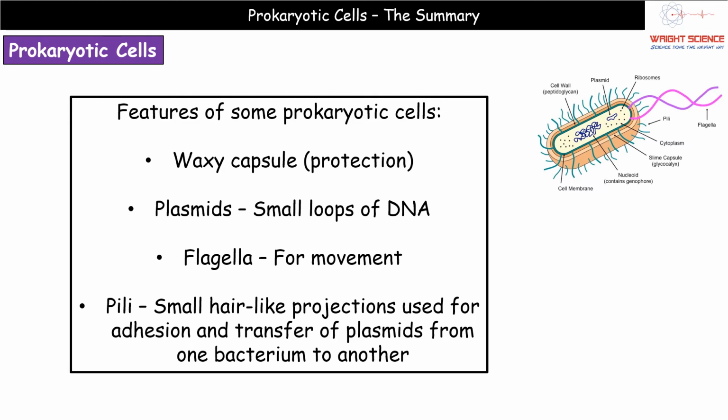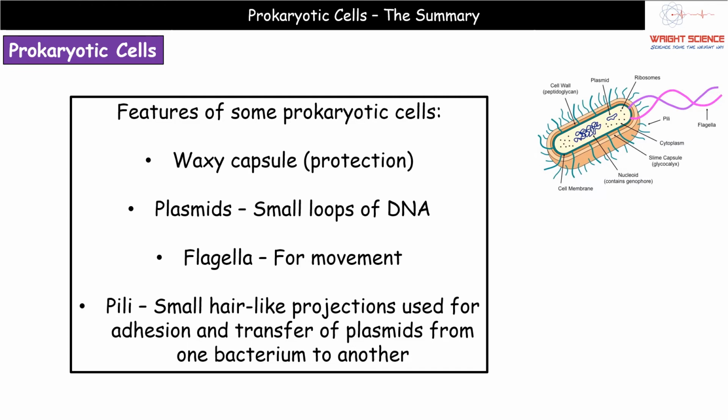And they've got these things called pili, which are these small hair-like projections around the surface. They're the little green things on the diagram there. And these are used for, first of all, adhesion. So by that, what we mean is that they can stick to surfaces, and they can also be used to transfer those plasmids from one bacterium to another.